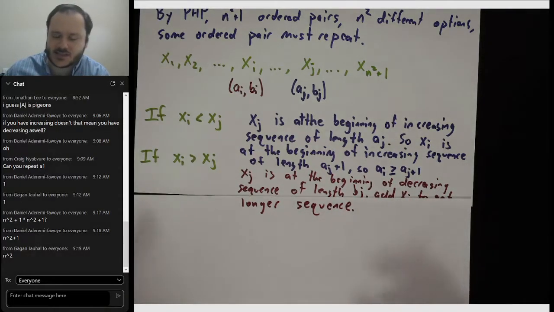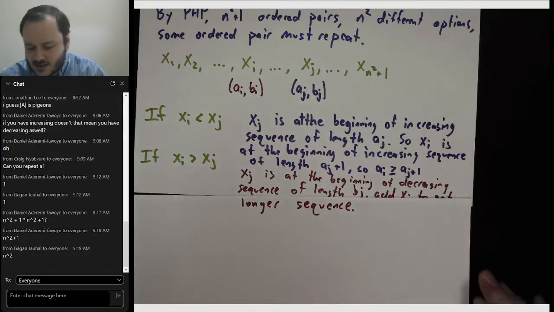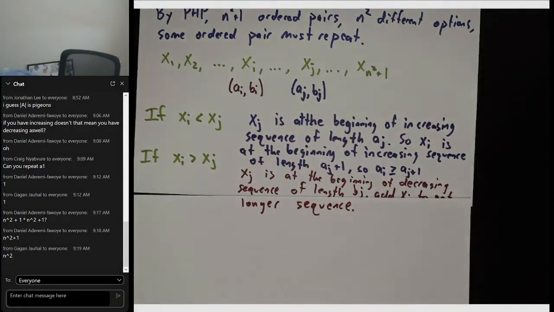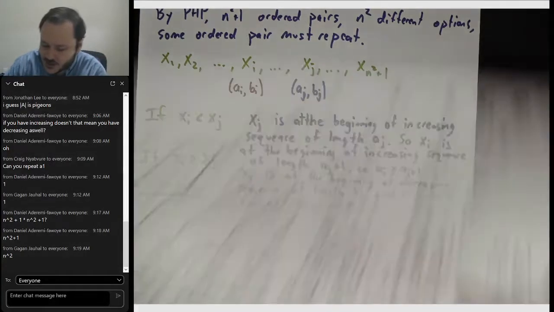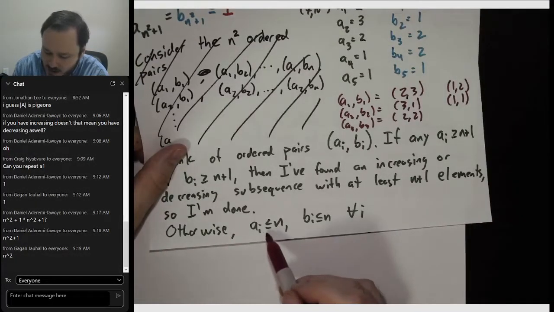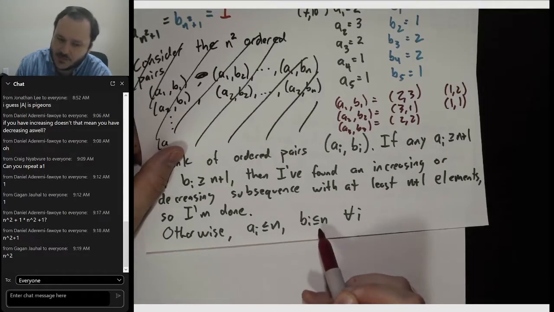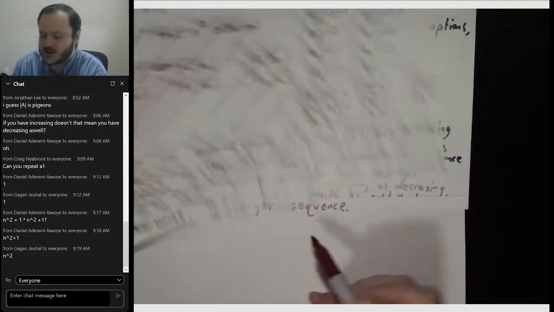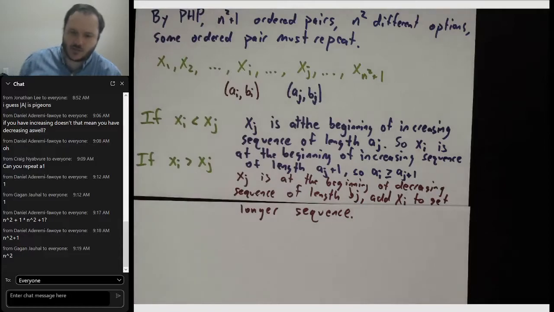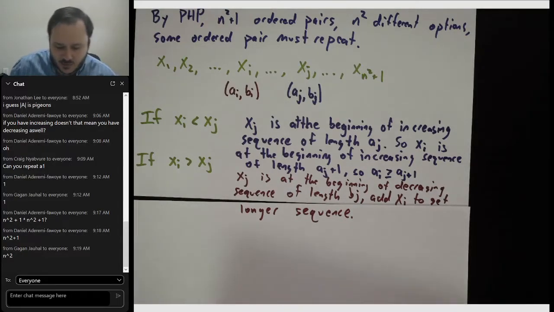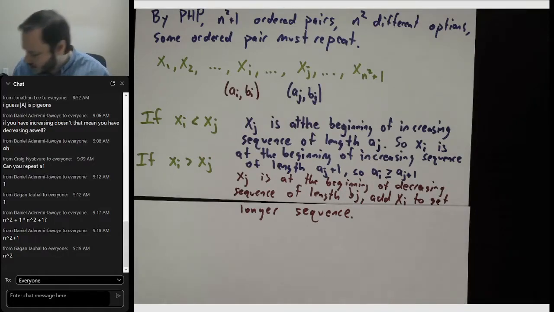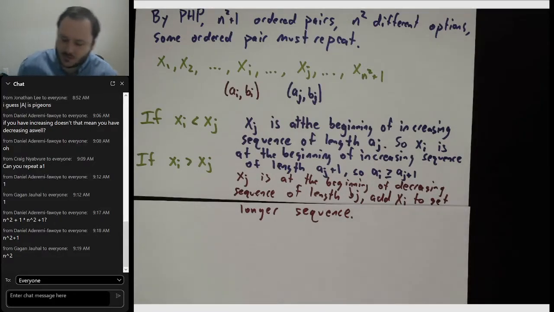So what that tells us is we can't have had it. We cannot manage to keep all of our a sub i's less than or equal to n and b sub i's less than or equal to n. Pigeonhole principle says that can't happen. One of them has to be at least n plus 1, so there has to be a subsequence that's long enough. You have to find a subsequence with n plus 1 elements.